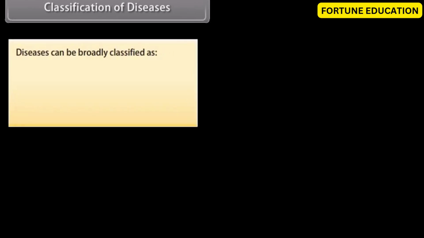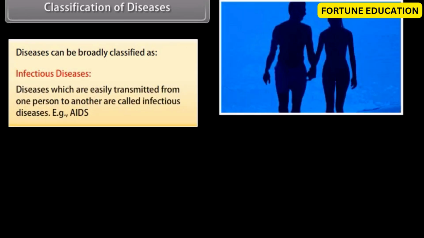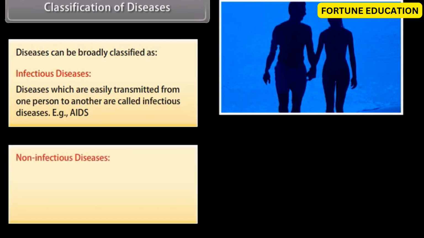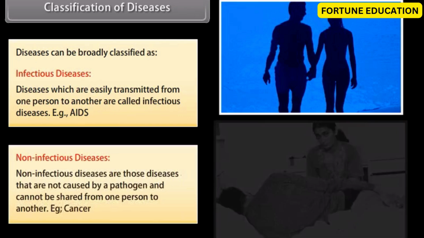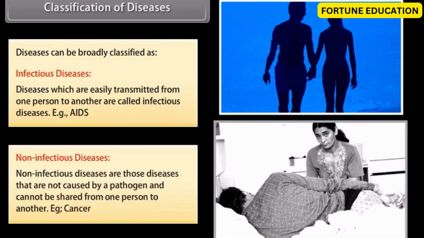Classification of diseases. Diseases can be broadly classified as infectious diseases. Diseases which are easily transmitted from one person to another are called infectious diseases. Example, AIDS. Non-infectious diseases. Non-infectious diseases are those diseases that are not caused by pathogen and cannot be shared from one person to another. Example, cancer.